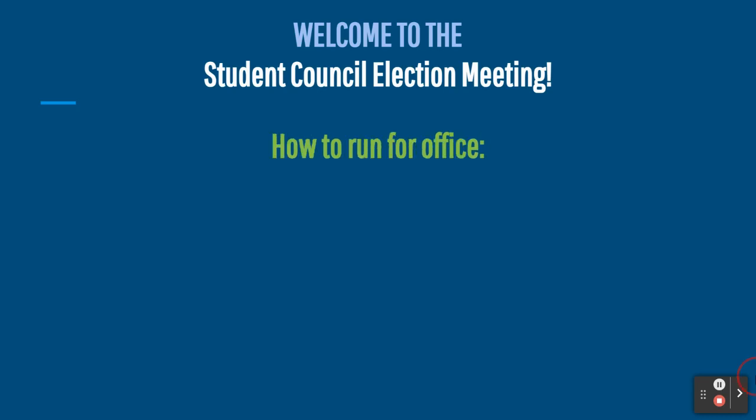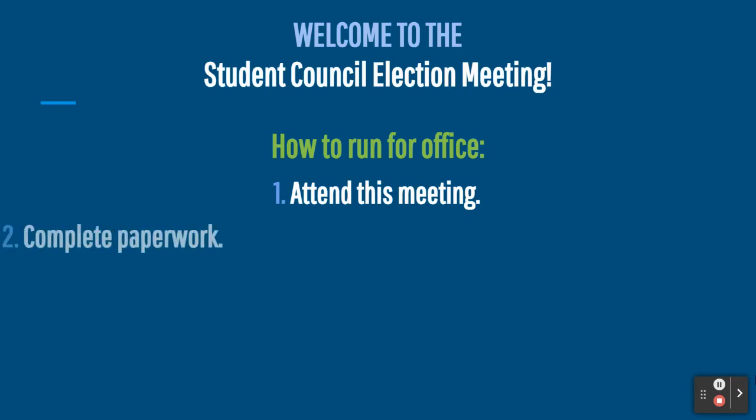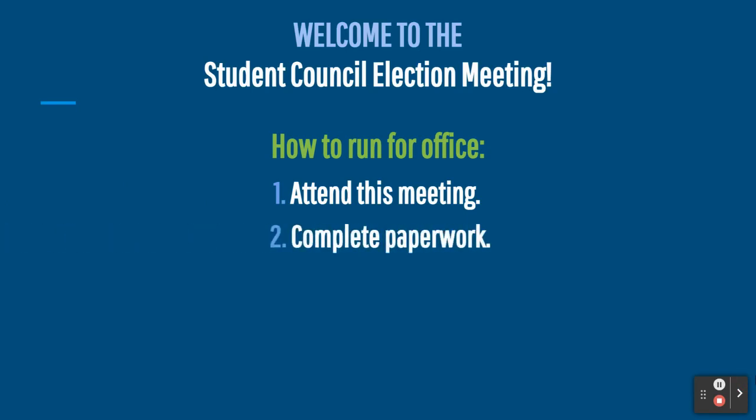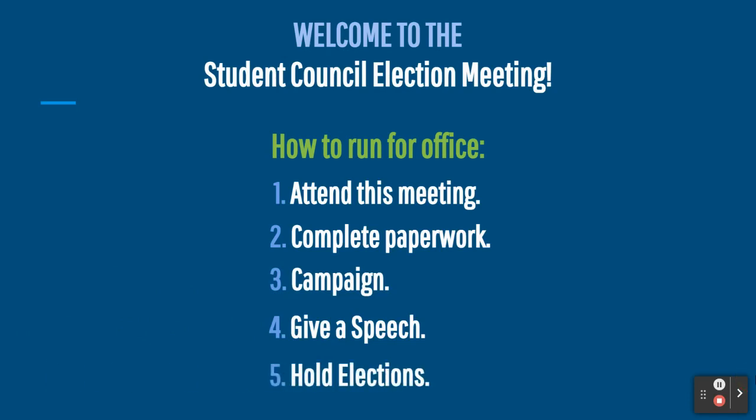So how do you run for office? Well, the first thing is you had to attend this meeting. Being at this meeting was required to run for a student council position. You have to complete your paperwork. You have to campaign. And you have to give a speech. Finally, we hold the elections to see who is selected.